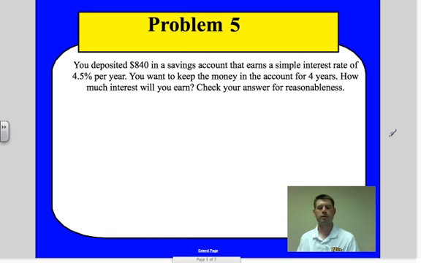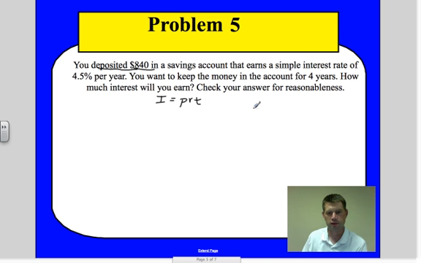As we work this problem out, you deposit $840 in a savings account that earns a simple interest rate of 4.5% per year. You want to keep the money in the account for 4 years. How much interest will you earn? As soon as we know it's a simple interest problem, we write I equals PRT and jot down the important information. 840 represents the deposit, which means that's our principal, one of the words we noted in the last slide. So P is 840.